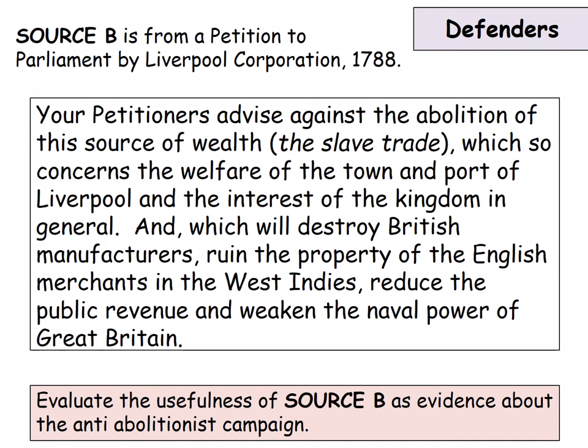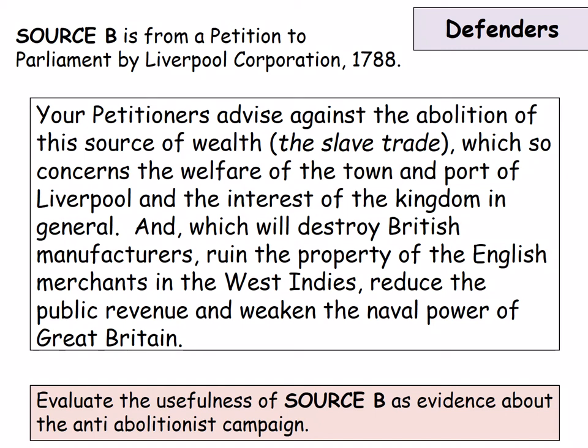Okay, and lastly, you have this source here. Now this source will help you with filling out the previous table on the previous slide. This source here is an evaluate the usefulness question. So your question says, evaluate the usefulness of source B as evidence about the anti-abolitionist campaign. Now it says source B is from a petition to Parliament by Liverpool Corporation 1788, and you have your source there. So once you've completed all other activities, this is a bit of source work for you.